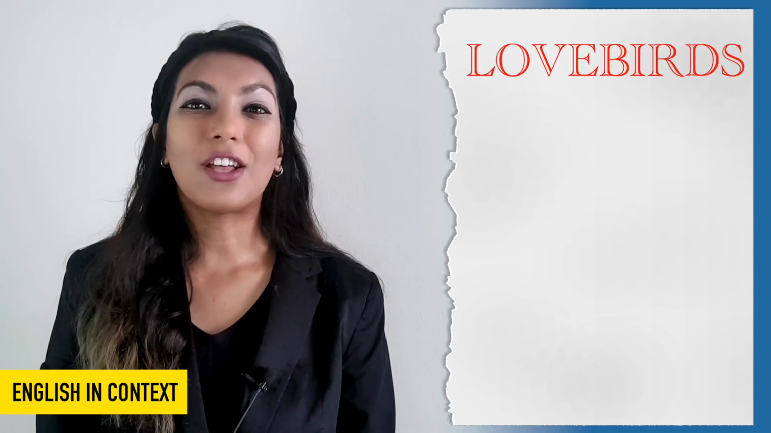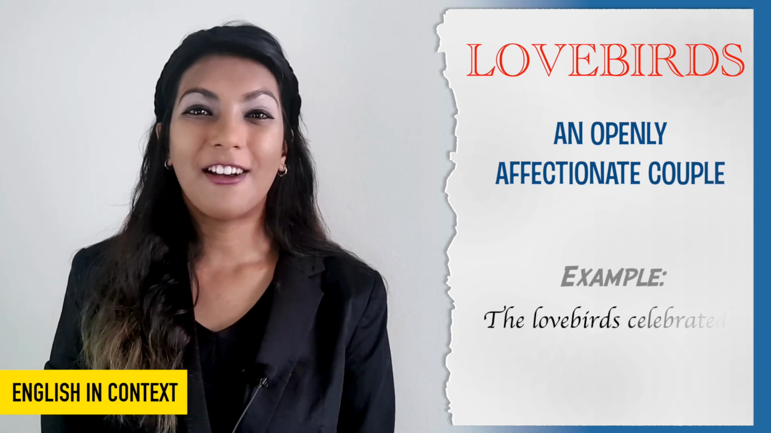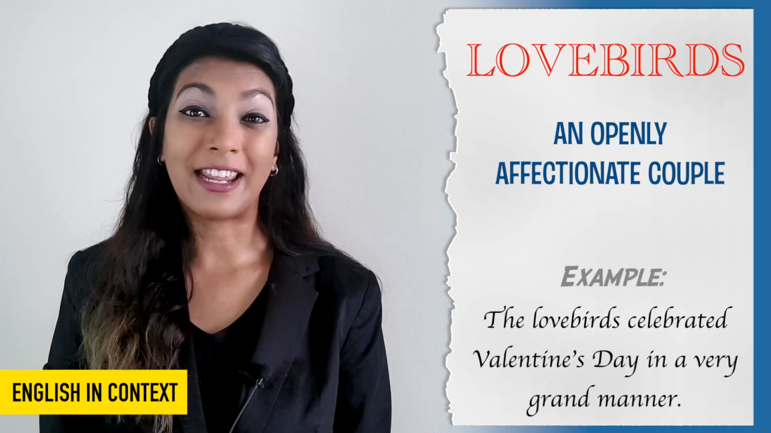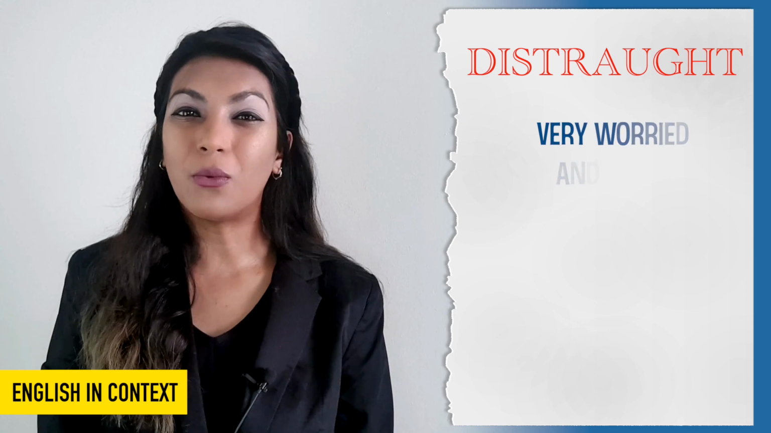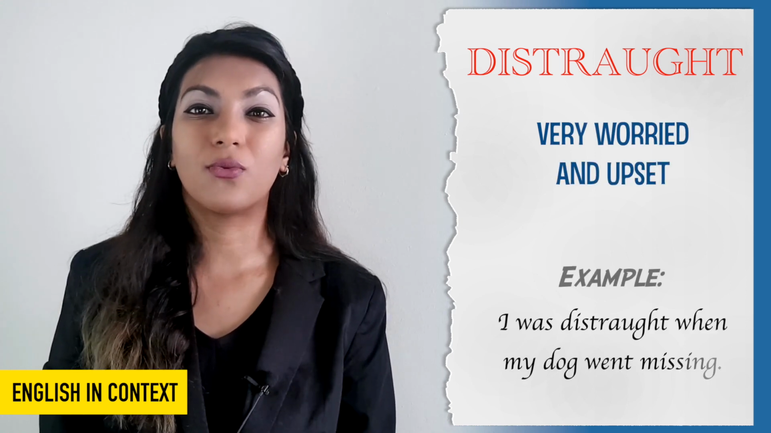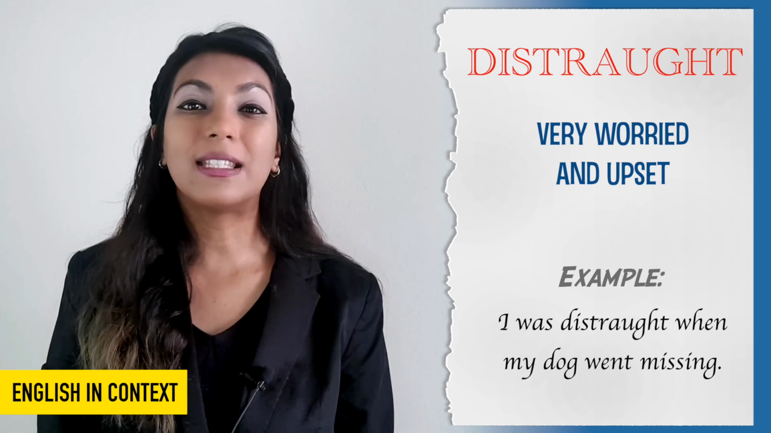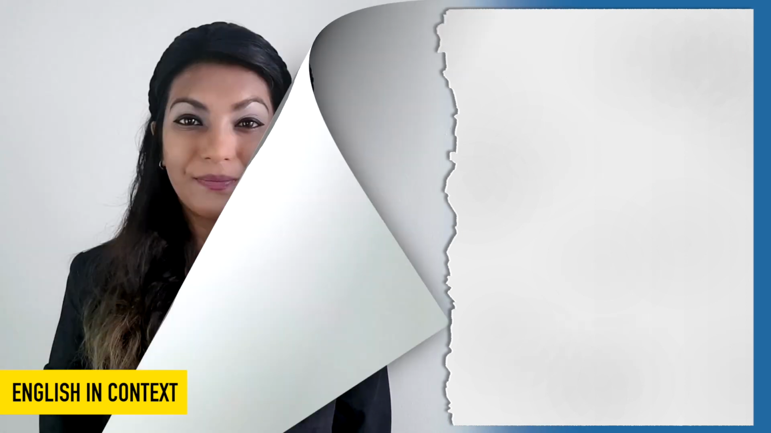Lovebirds. These are openly affectionate couples. Example, the lovebirds celebrated Valentine's Day in a very grand manner. Distraught. Distraught means very worried and very upset. Example, I was distraught when my dog went missing. This means I was very worried and upset when my dog went missing.